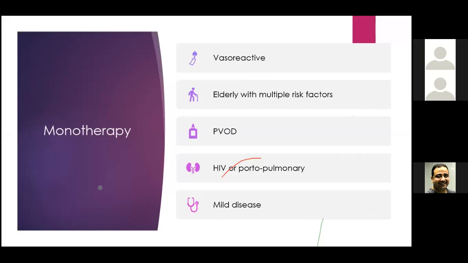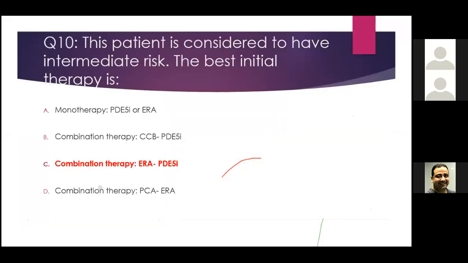So the monotherapy should be reserved for the patient with vasoreactive pulmonary arterial hypertension. If you are afraid of the hemodynamics in an elderly patient with multiple risk factors, in a subtype which is pulmonary veno-occlusive disease, we might talk about this type of disease later on, and HIV or portopulmonary hypertension, or if this patient has mild disease with a mean pulmonary artery pressure less than 30 millimeters of mercury. So the correct answer is actually C.